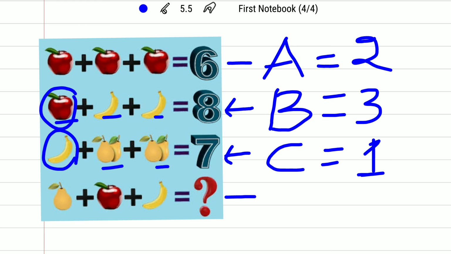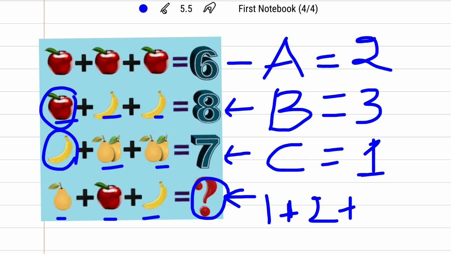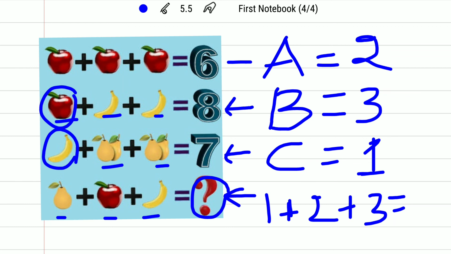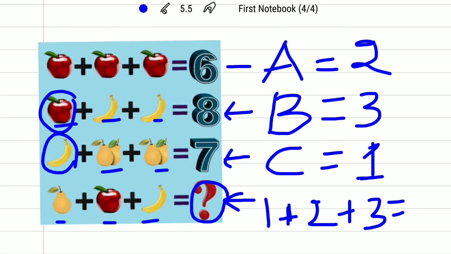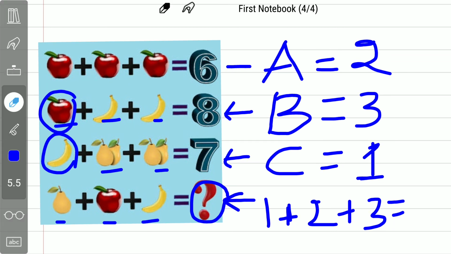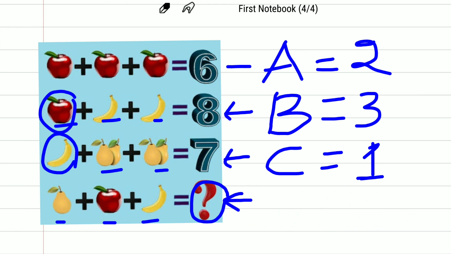Now look at the fourth row. It is very clear that avocado plus apple plus banana. What is the value of this one? It is very simple. Avocado is 1 plus the apple is 2 plus banana is 3, which is 6. The value is very clear. The answer is 6. Okay, let me write here. So its value is 6.